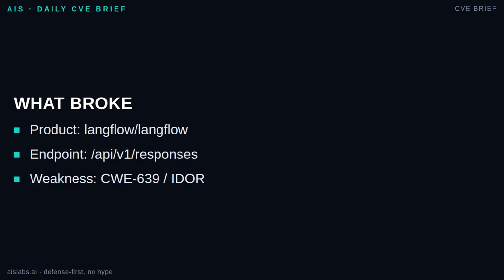In plain English, that means the application is trusting a user-controlled identifier too much. A flow ID points to a specific object inside the application. The security question is not just, does this flow ID exist? The security question is, is this logged-in user allowed to act on this specific flow? In a properly enforced authorization model, every sensitive object access is checked against the current user's rights. In an IDOR, that object-level authorization check is missing, incomplete, or bypassable. Here the dangerous object is a Langflow flow, and the action described is execution.